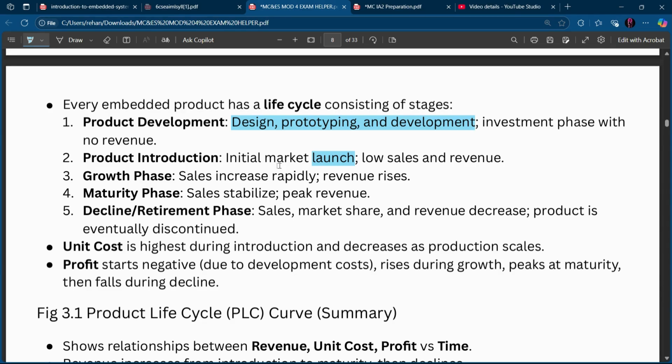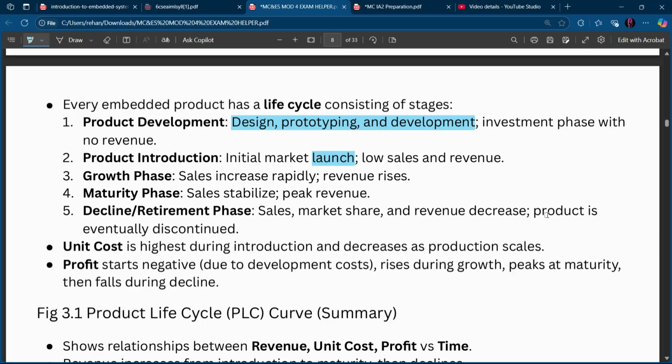That's the growth phase. In the maturity phase, sales stabilize with peak revenue. It's constant and you're getting proper revenue. In the decline or retirement phase, sales, market share, and revenue decrease. It's not trending a lot. The growth phase is the trending phase, maturity is constant, and decline or retirement is not trending anymore.